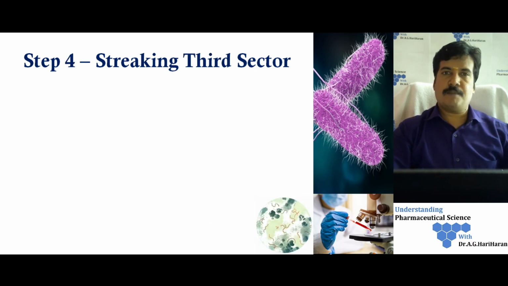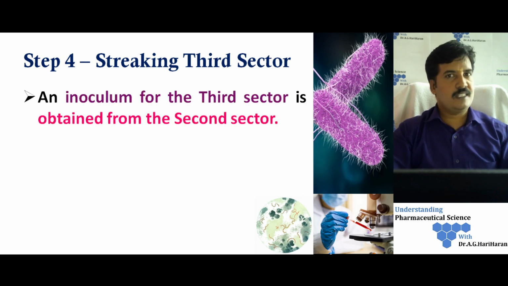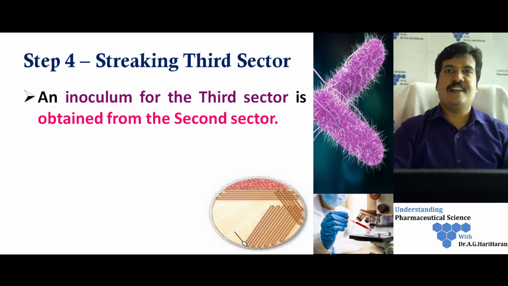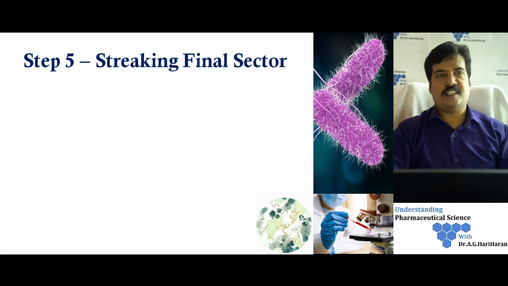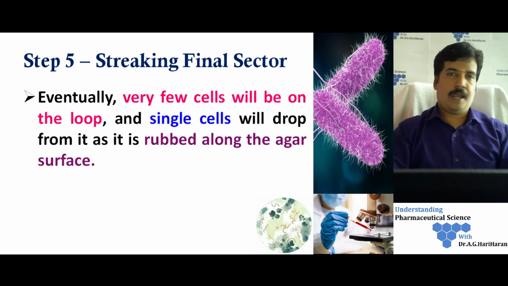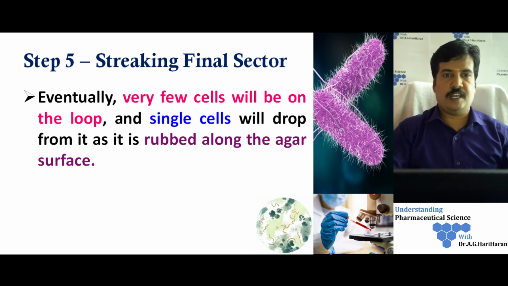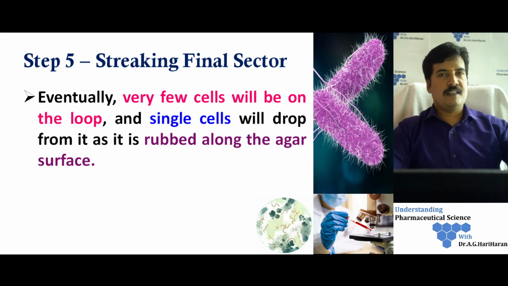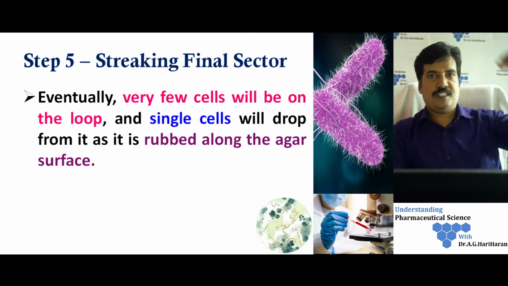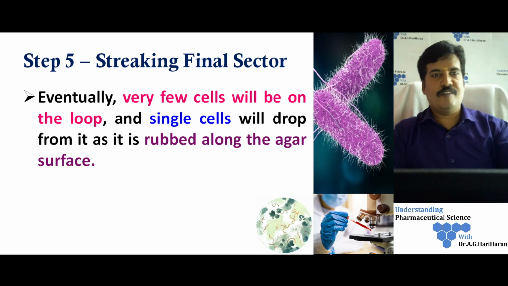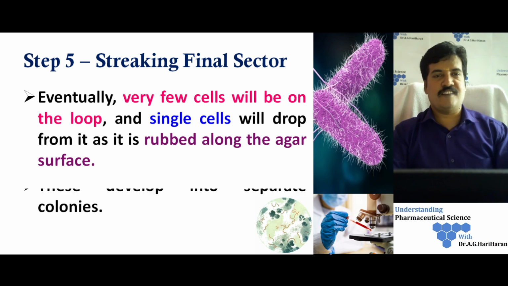Then the next step is streaking of the third sector. Once again the inoculating loop is sterilized, then the sample is taken from the second sector and streaked in the third sector as shown in the figure. You can see it is streaked once again. Then finally, streaking in the final sector, the fourth sector. This time we are not sterilizing, we are continuing the streaking in the fourth sector. During this process of streaking from first to second, third, and fourth sector, the organism gets diluted. So we get individual cells streaked in the final sector.